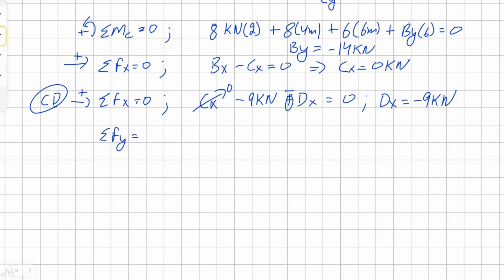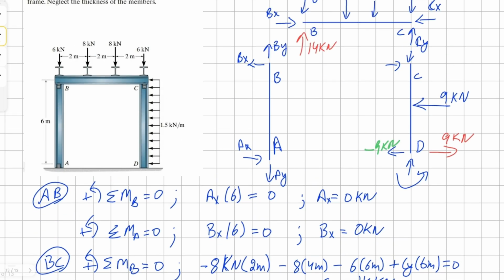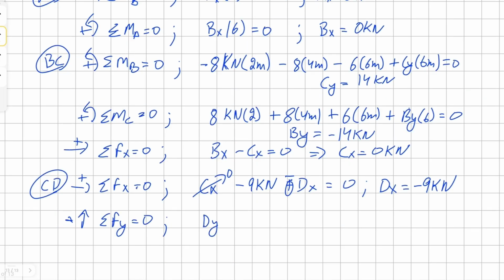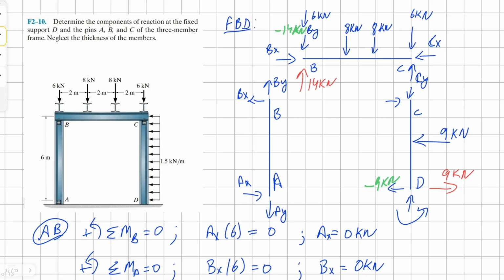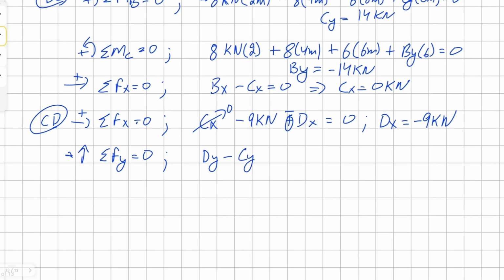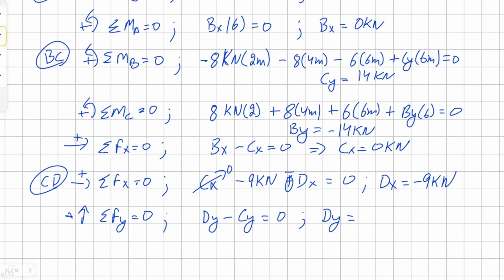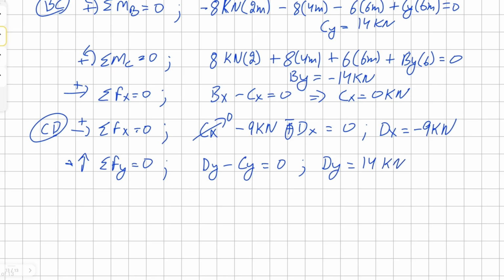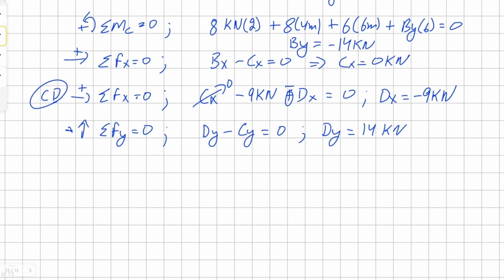Now I'm going to do sum of forces in the y direction. I have Dy and I have negative Cy, both equals 0. We found the value of Cy, and that is 14. Therefore, our Dy will be 14 kilonewton as well.